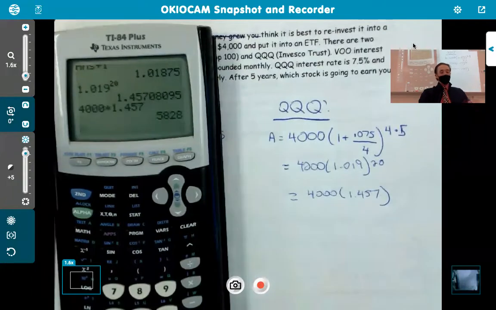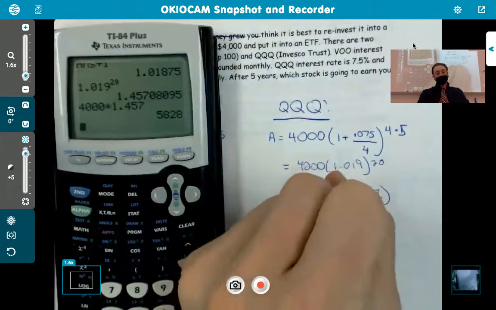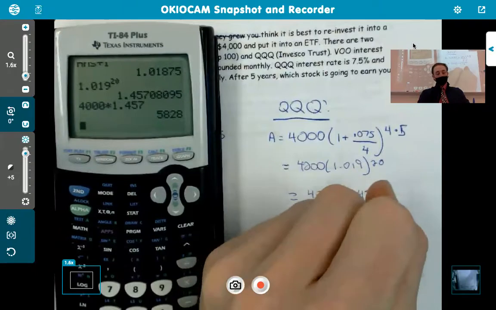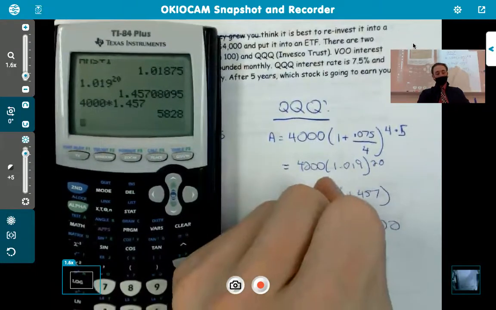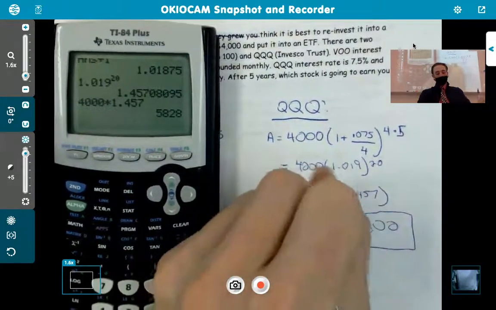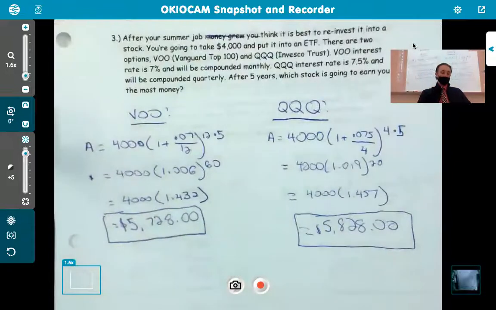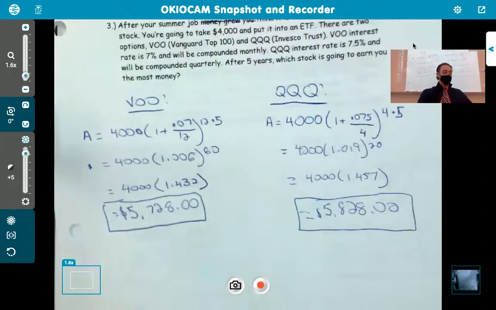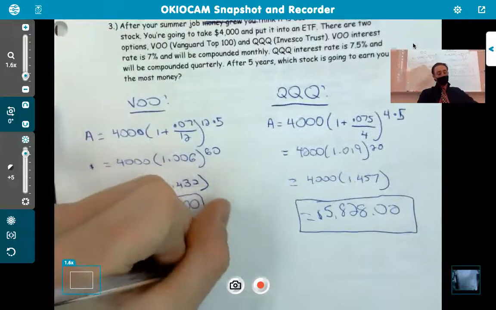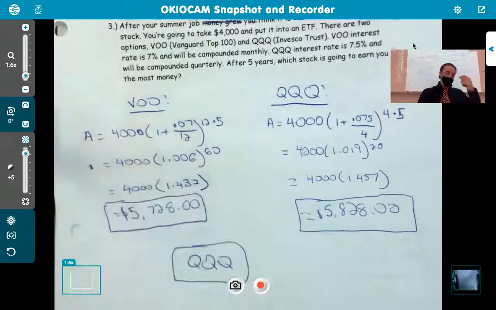Multiply those together, I get 5,828. So what is the best option for us? QQQ, right? So it's better to have $100 more rather than 0, right? So notice that the only difference there was 100, but we'll still take that. So QQQ is our best option.